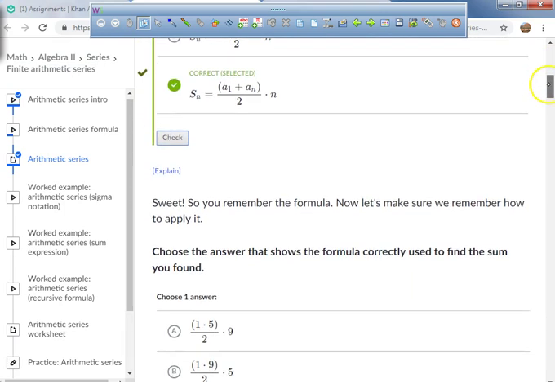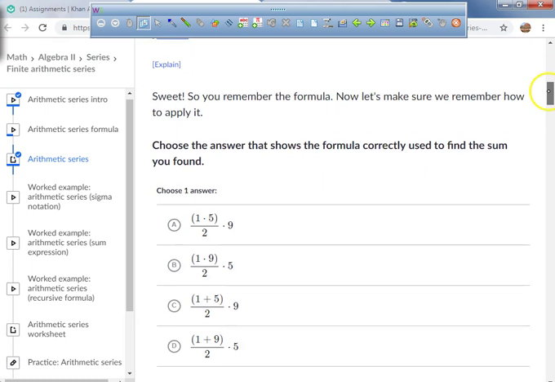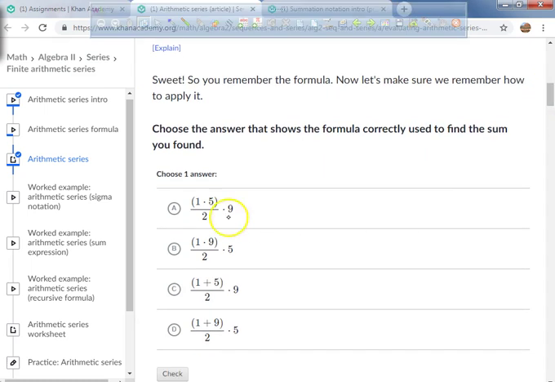Sweet. So which one of these did we end up doing? A, B, C, or D? D is correct. We took the first, we added the last, we divided it by 2, and multiplied it by 5. That was the one that we did.